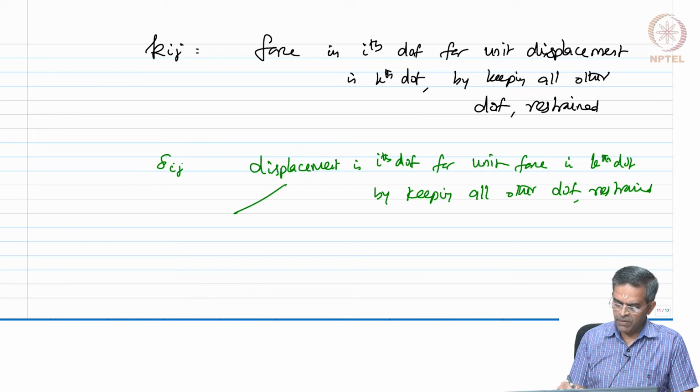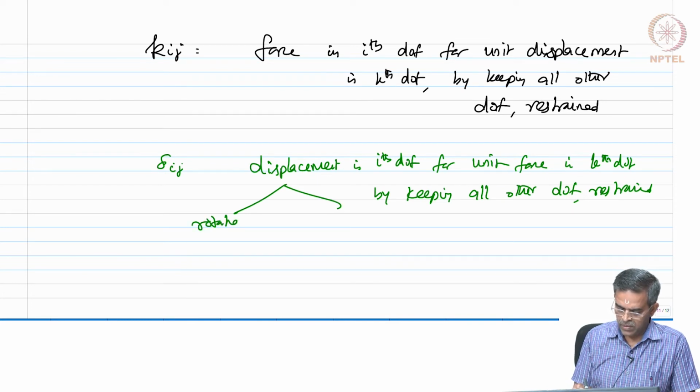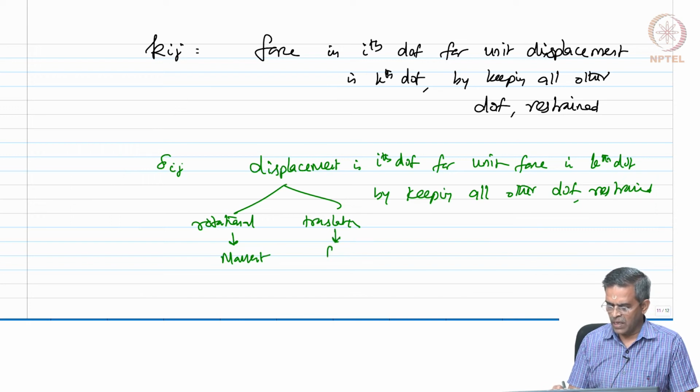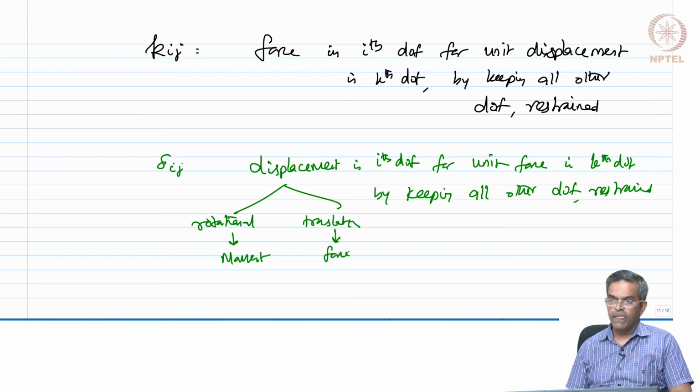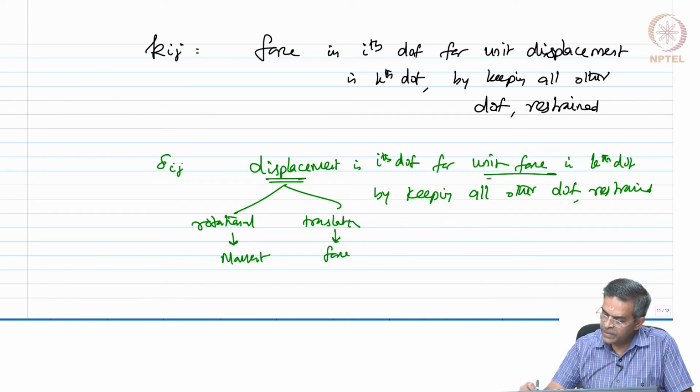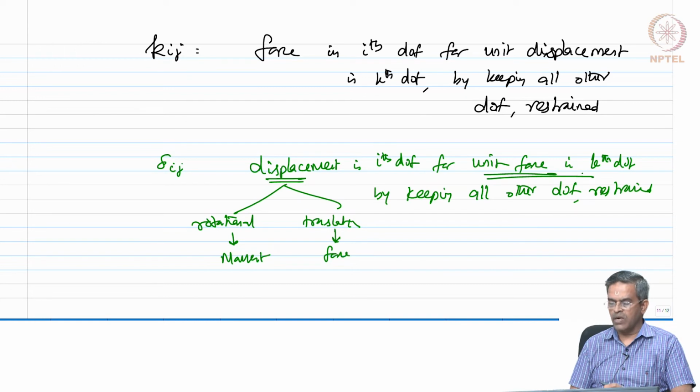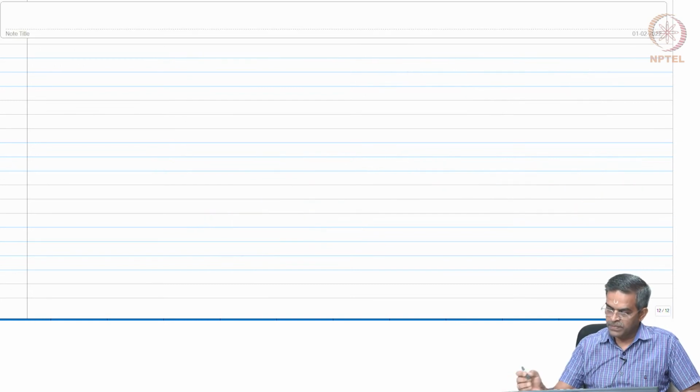So, displacements can be of two types: rotational, translational. If I give a rotational displacement, I will get a moment. If I give a translation displacement, I get a force. Okay? So, now I must give unit rotation at ith degree. I mean, I have to find the rotation at ith degree by giving unit moment at the kth degree. Okay, that is what I am going to do now. Let us do that.